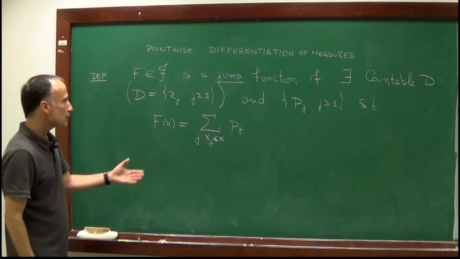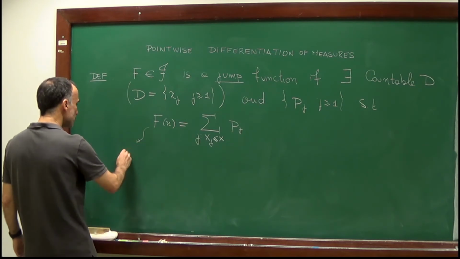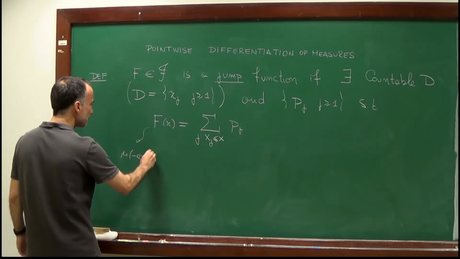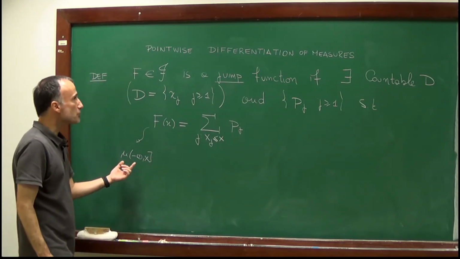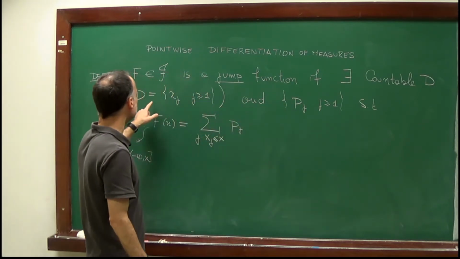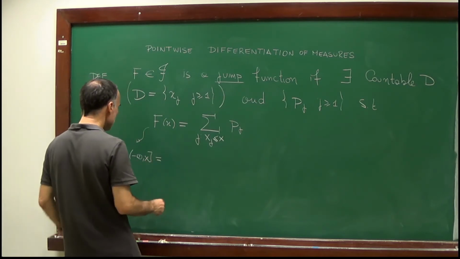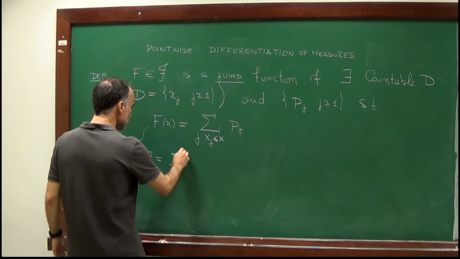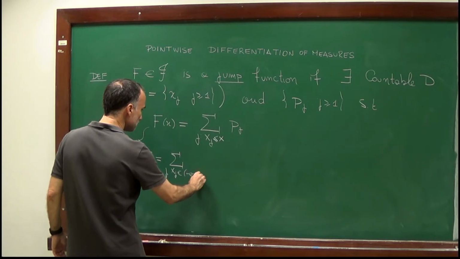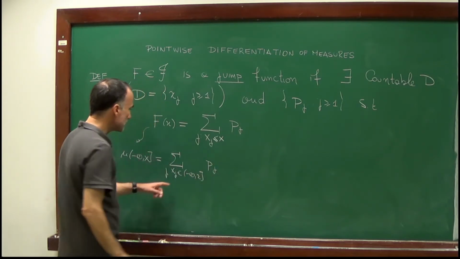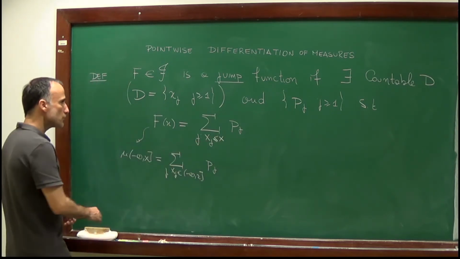Okay? And this is reasonable because if you remember, f(x) should represent m of minus infinity to x. If you want m to be the discrete measure associated to the countable set D and the weights pj, that should be equal by the previous definition to the sum for all j such that xj belongs to minus infinity x of pj. But this is exactly the sum over all j for which xj is less or equal than x of pj.